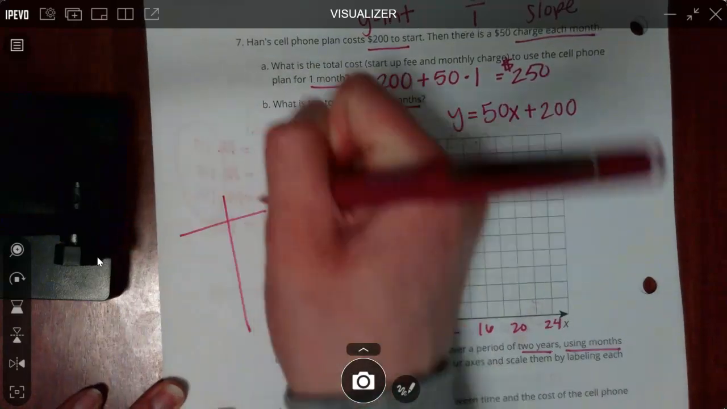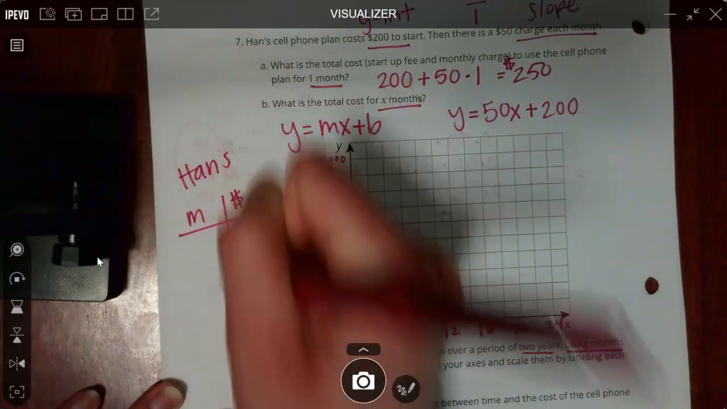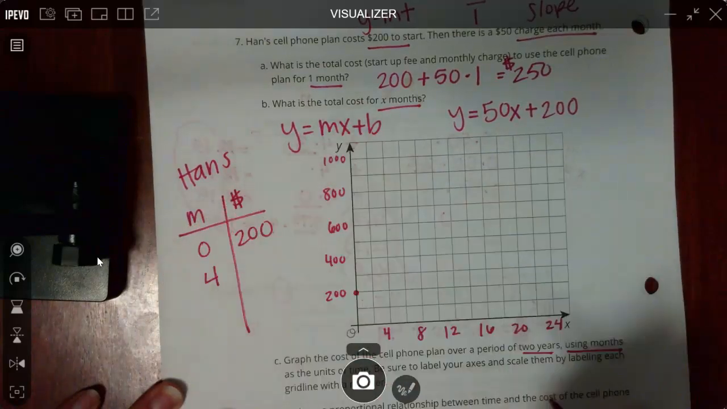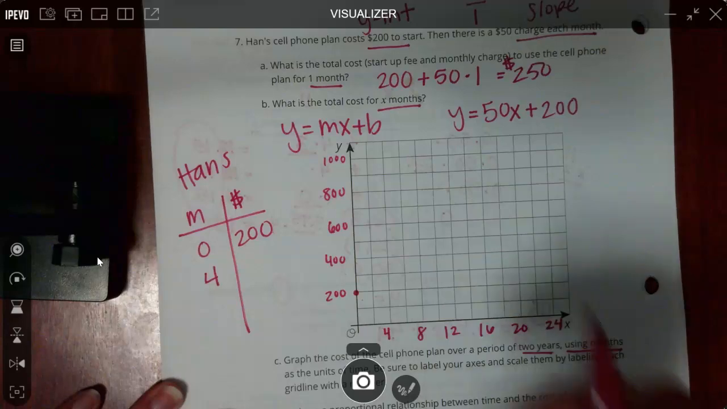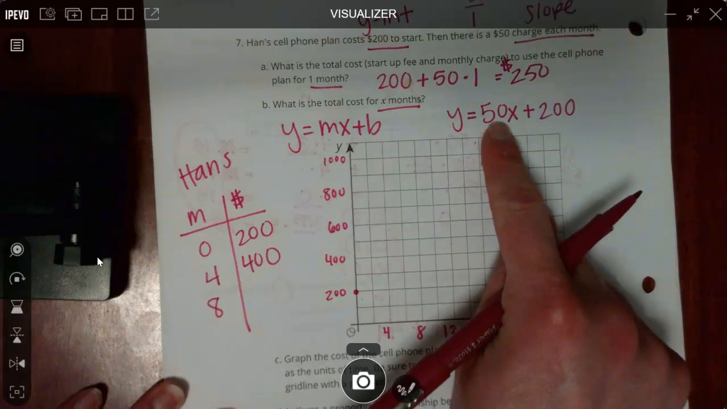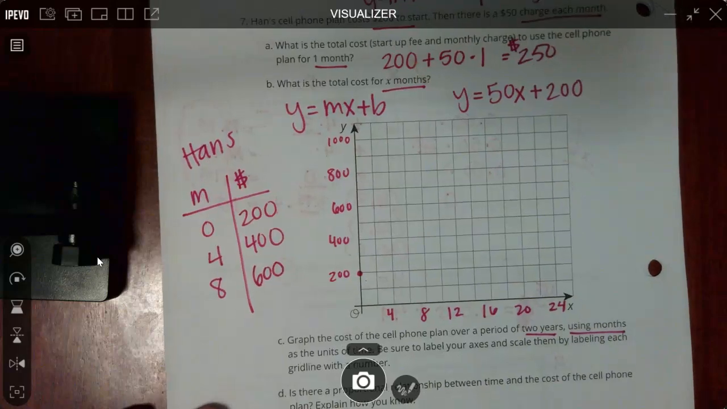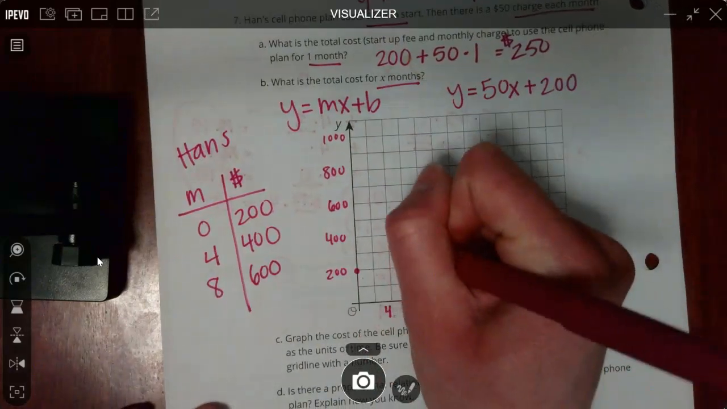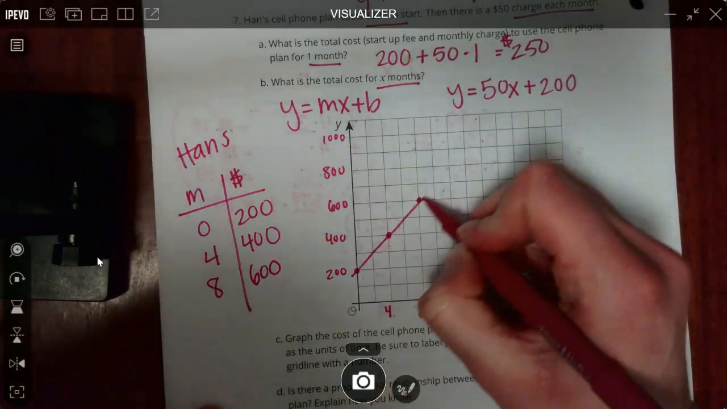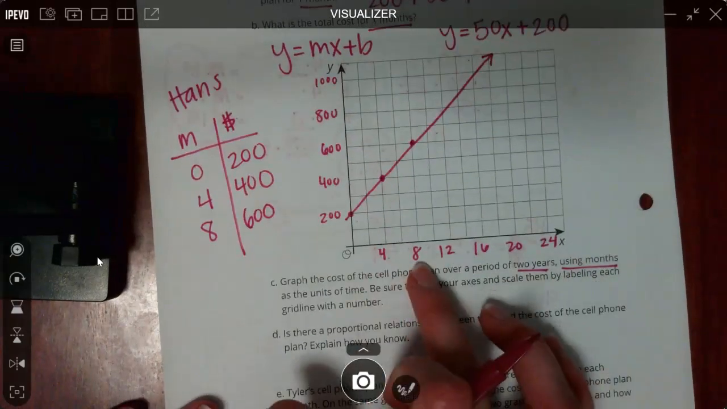I'm also going to make a table to make it easier for me to know my points. I'm going to say month and money. So we said 0 was 200. If I pick 4, 4 times 50 is 200. 200 plus 200 is 400. If I pick 8, 8 times 50, 400 plus 200 is 600. All right, I have 3 points. That's good enough. So I've got my 200. 4 is going to be 400. 8 is going to be 600. Now I'm just going to draw my line roughly through my points. That's all I had to do for this one.